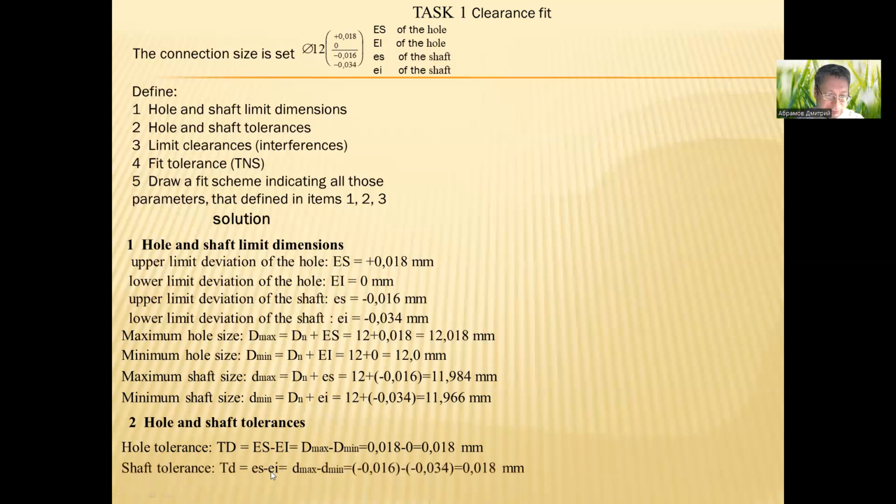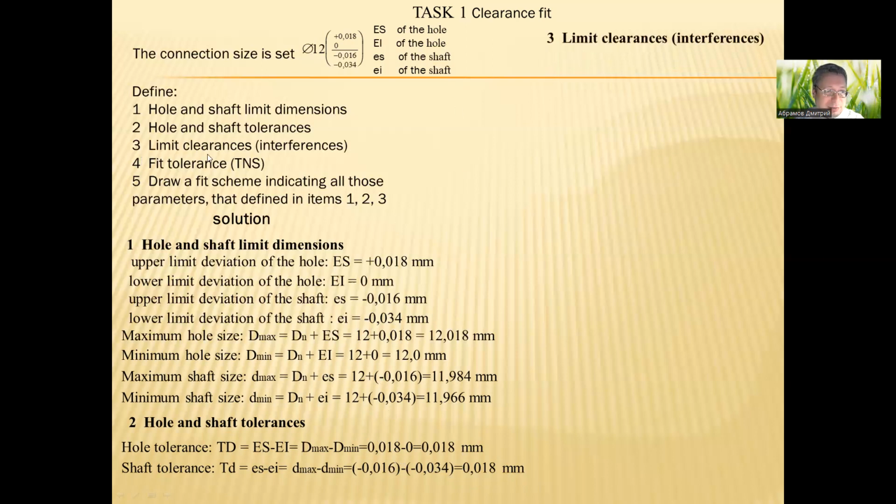Shaft tolerance, Td small d, is equal upper limit deviation of the shaft minus lower limit deviation of the shaft. And we have minus 0.016 minus, and one more minus 0.034. And we have plus 0.018 millimeters. It's shaft tolerance.